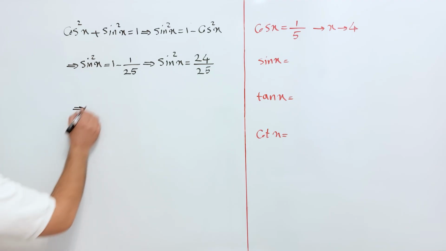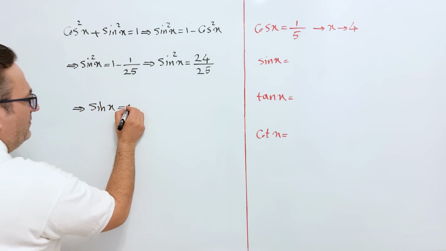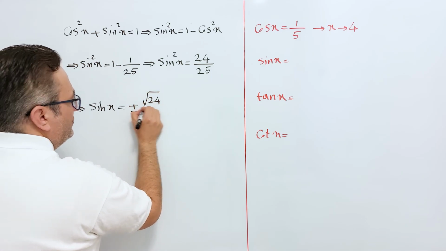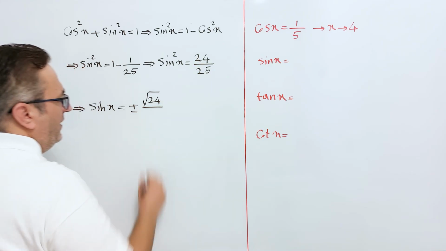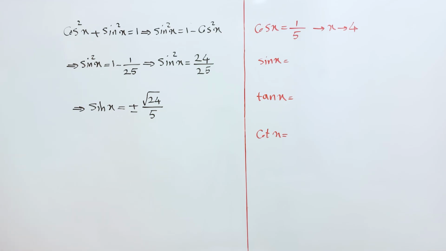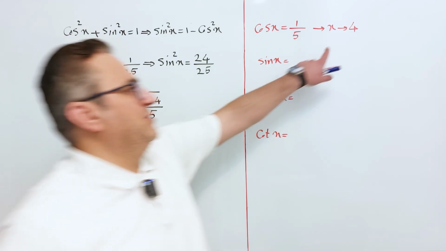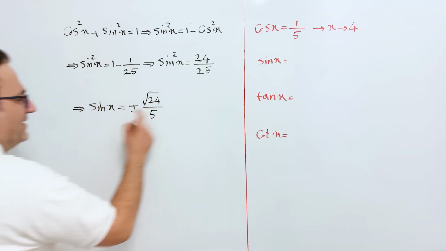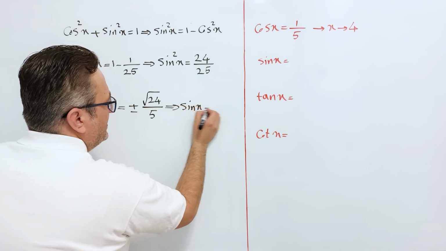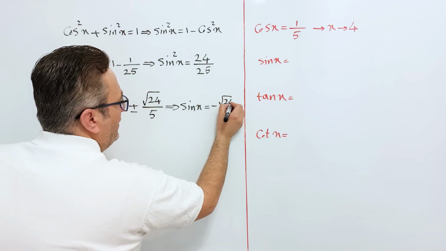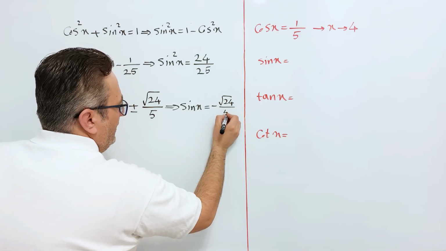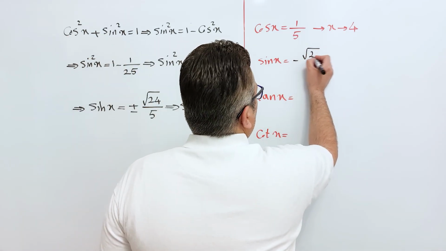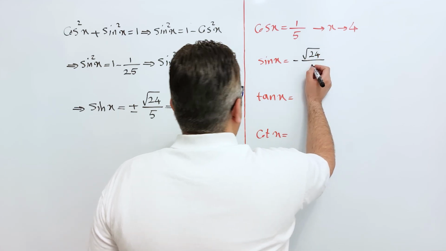So sine x is equal to plus or minus the square root of 24 divided by the square root of 25, which is 5. Okay? And x is in the fourth quadrant, and we know that the sign of sine in the fourth quadrant is negative. So sine x is minus the square root of 24 divided by 5.